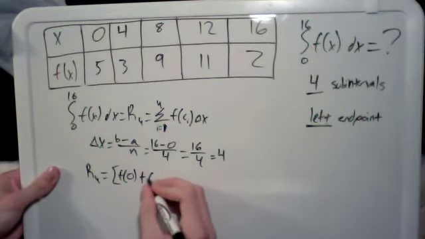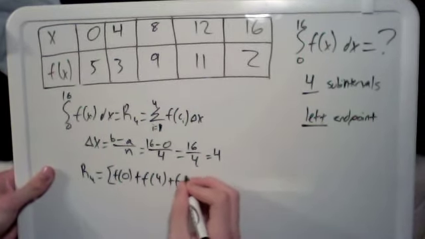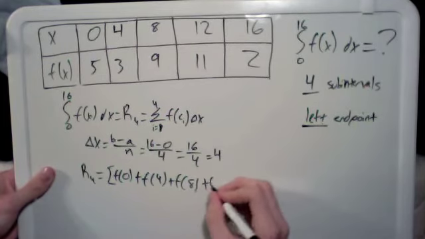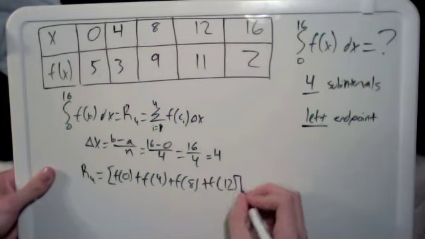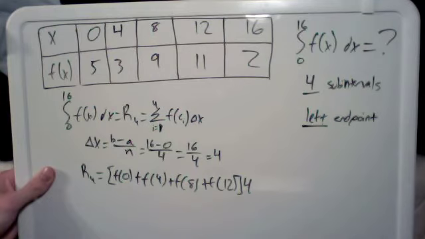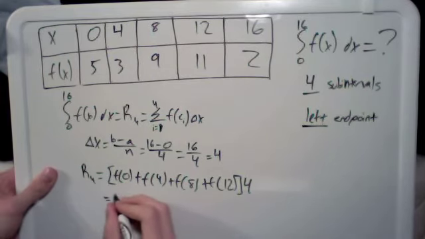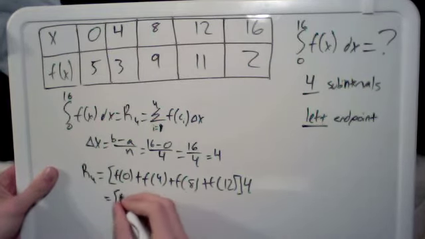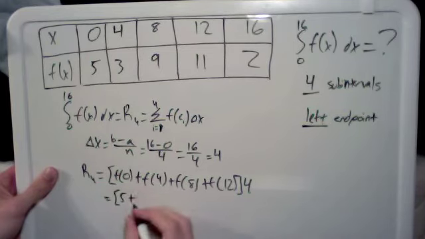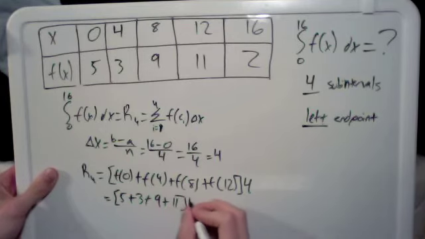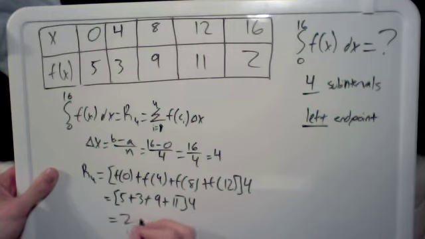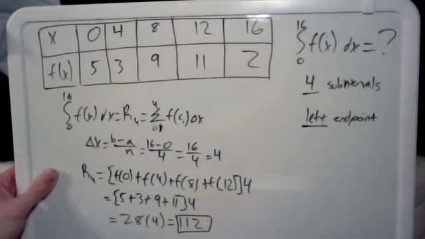So f of 0 plus f of 4 plus f of 8 plus f of 12 times our delta x, which is 4. And that's going to be equal to 5 plus 3 plus 9 plus 11 times 4. That's going to be 28 times 4, which is equal to 112. And that's going to be our answer.